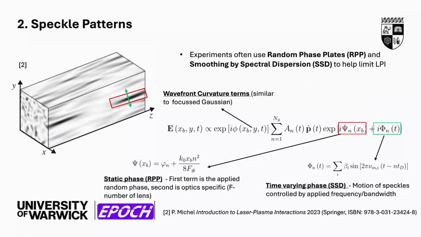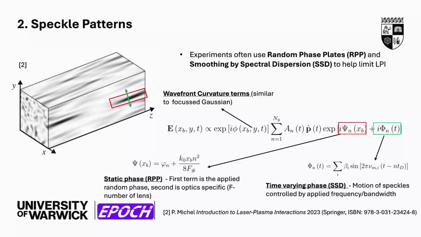Now, I haven't done an EPOCH version of this because I didn't have time to actually do it myself, but this is kind of what you would see in an experiment. You apply these things called random phase plates and smoothing by spectral dispersion. The random phase plate basically gives each one of your beams a random phase, and it tries to create this nice uniform illumination on your target.